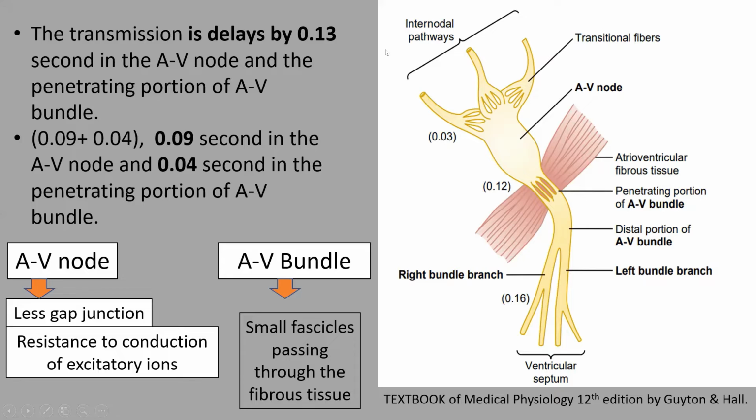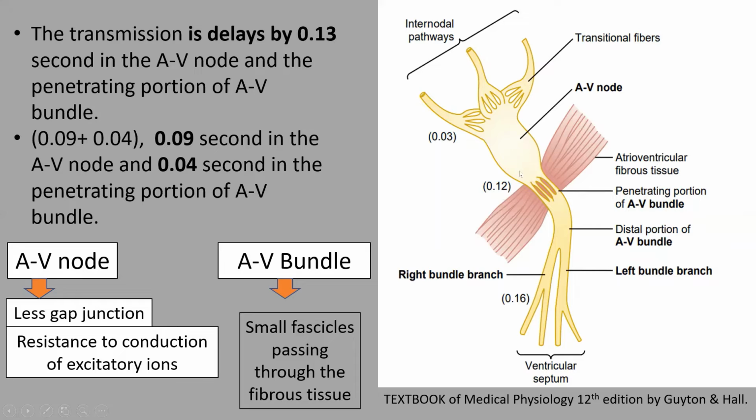So the SA node generates the action potential and it moves through the internodal pathway to the AV node. Reaching the AV node takes around 0.03 second. And in the AV node, it is delayed by 0.09 second. So if we add 0.09 second to 0.03 second, it will be around 0.12 second. So up to here, from the SA node to this portion, it is around 0.12 second.